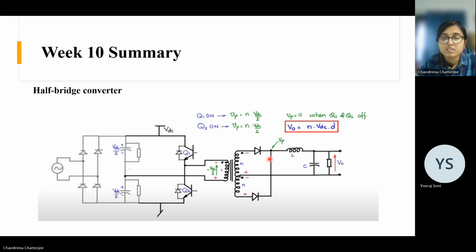Okay. Here the output voltage is VDC times D. So here also this factor of two will come because this is a center tapped configuration. But as the DC link is VDC by 2 here for each interval, that's why this 2 and VDC by 2, these two are cancelled. So it is VDC times D, where D is the duty ratio.